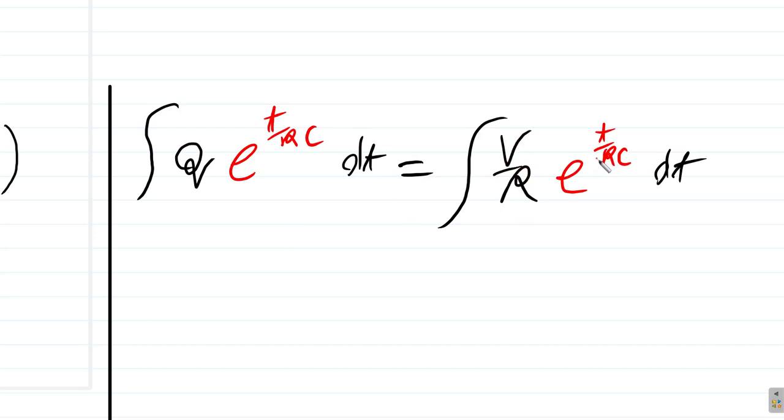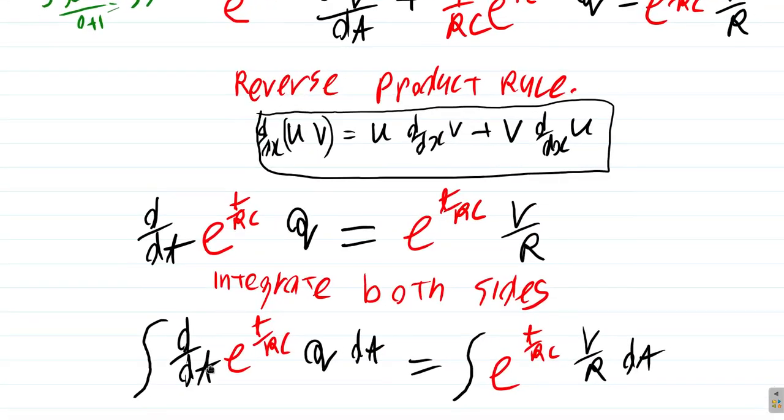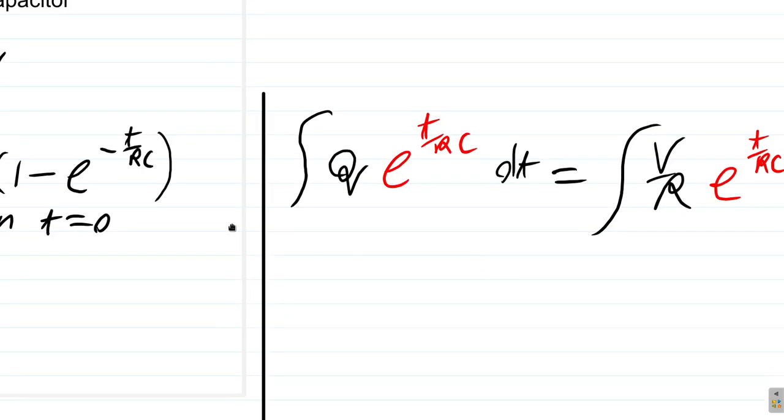So, that's what we have. Now, here, the thing is, you notice what I did again. I left off the d by dt. It should be between the integral and the e to the t over RC. I left that off again. It is the derivative with respect to t of q. Alright, so let's just double check, make sure everything is alright.